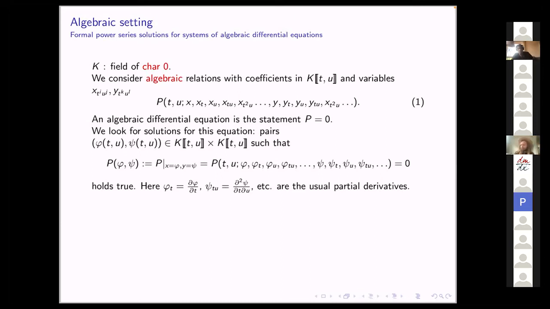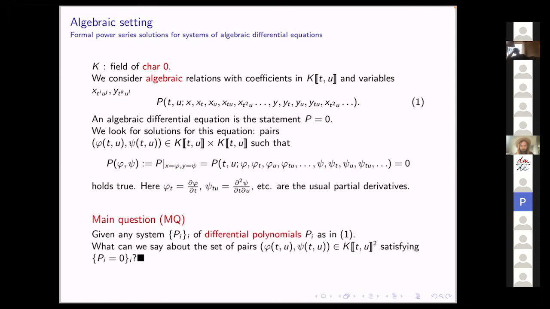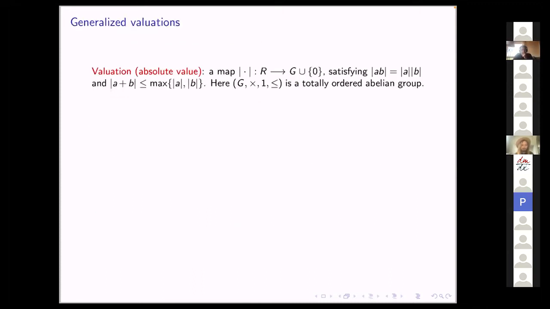I will be speaking here about 2 and 2 because I want to keep things simple. So the main question is a difficult one. I take any system of these and I want to know the nature of the possible pairs which solve this statement. So this is a big problem. It is not very easy to handle, but maybe we can say some things about it.